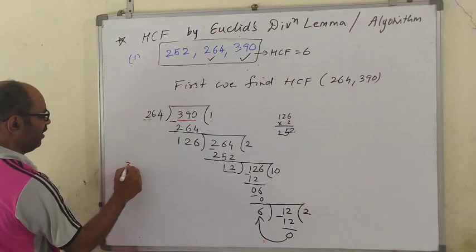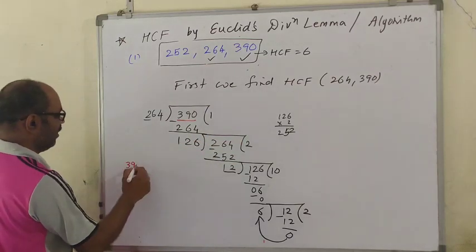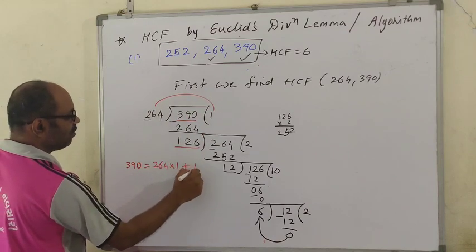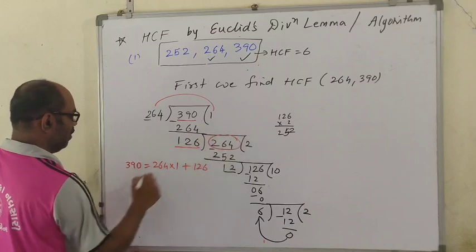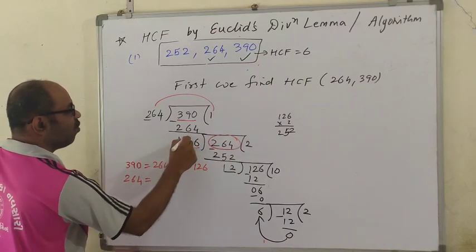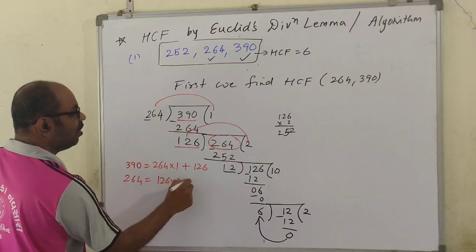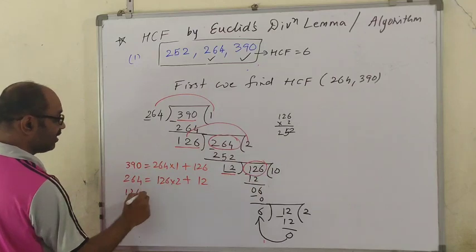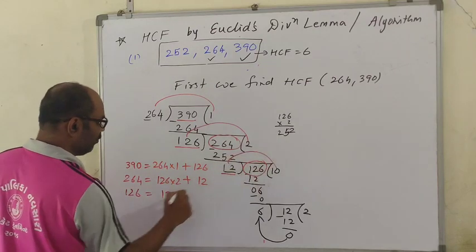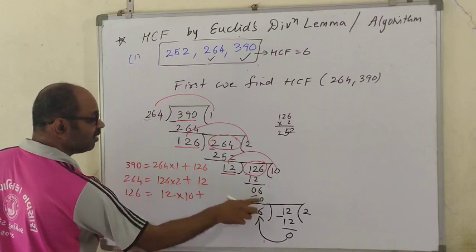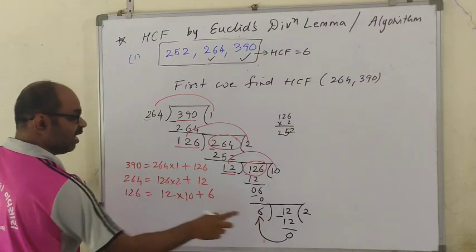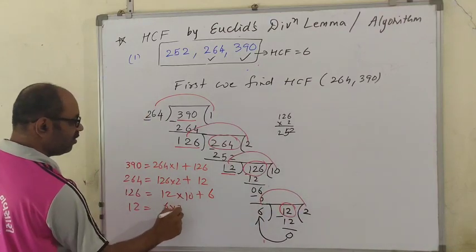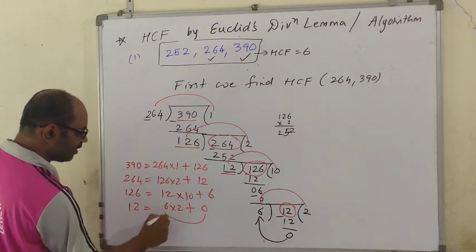First dividend 390. This you have to write below this, okay? 390 is equal to 264 into 1 plus 126. Now this one, 264 is equal to 126 into 2 plus the remainder 12. Now this 126 is equal to 12 into 10 plus the remainder 6. And now the final one, 12 is equal to 6 into 2 plus 0. So your last divisor is this.